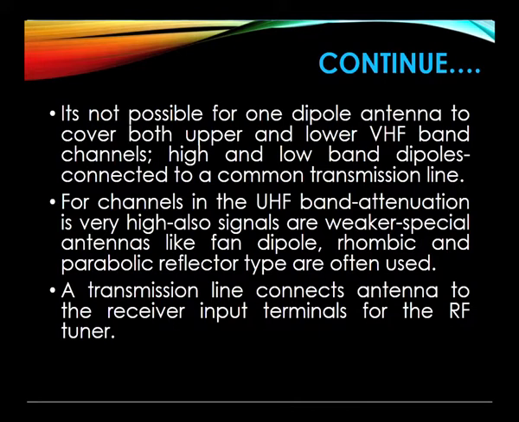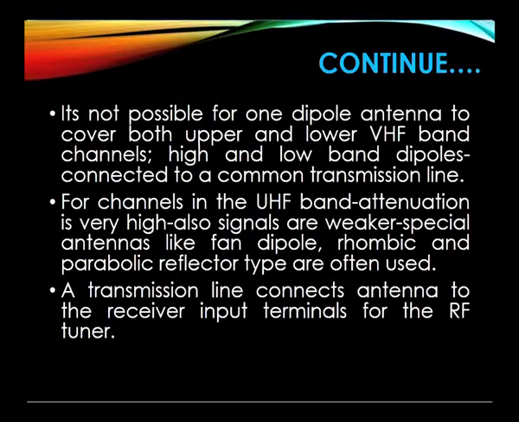For channels in the UHF band, attenuation is very high, so all the signals reaching are weaker here. A special antenna like a fan dipole, rhombic, and parabolic reflector type are often used as an antenna for UHF band signals. Next, the transmission line connects the antenna to the receiver input terminals for the RF tuner.